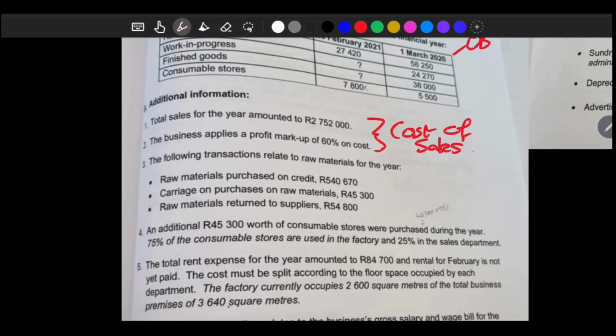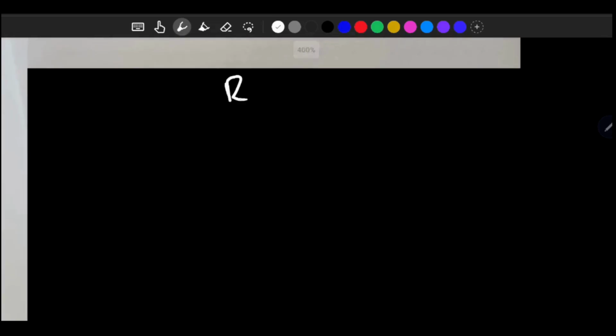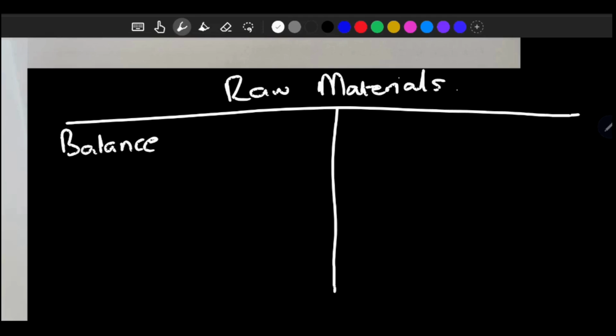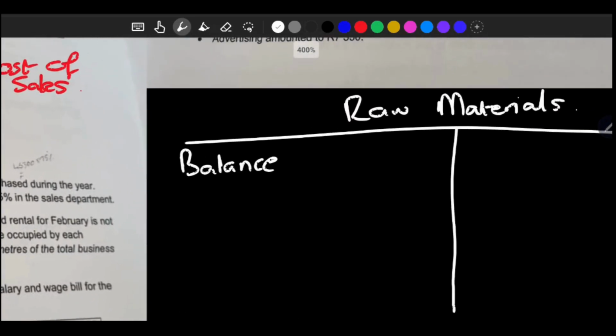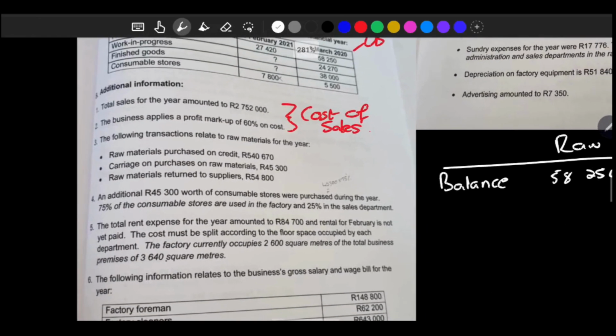So here we have the following transactions relating to raw materials for the year. Before we start going into that, let us have our account for raw materials. Raw materials, direct materials, it's the same thing, right? Then we have our balance here. Always remember it's an asset account, so the first thing we have is the opening balance of 58,250, right?